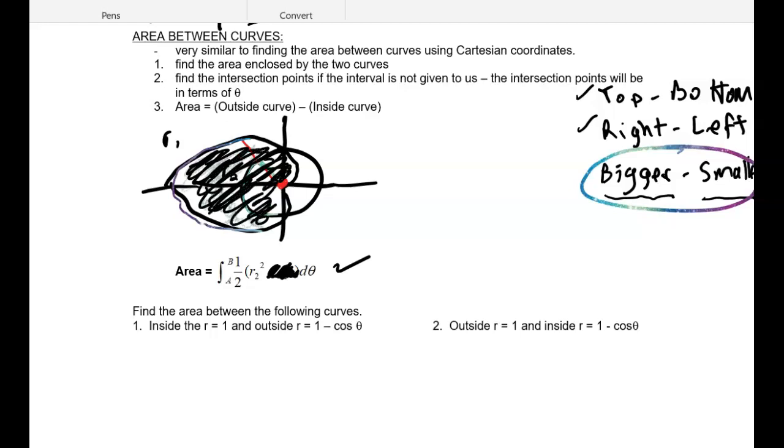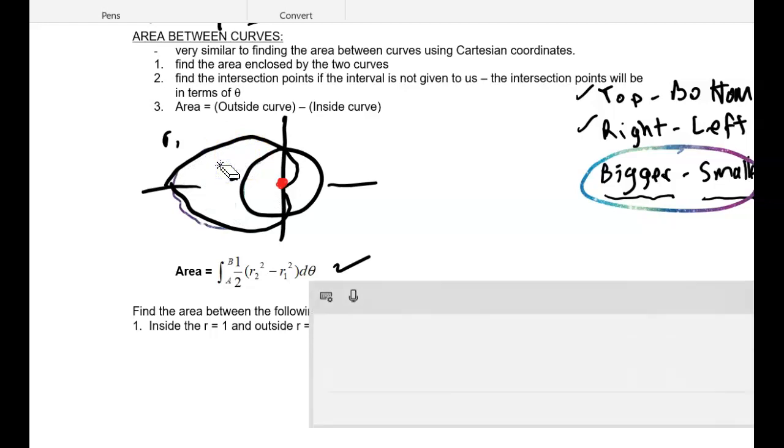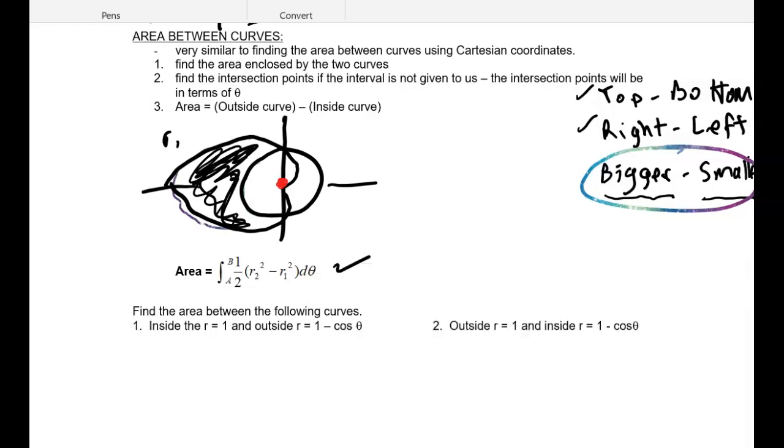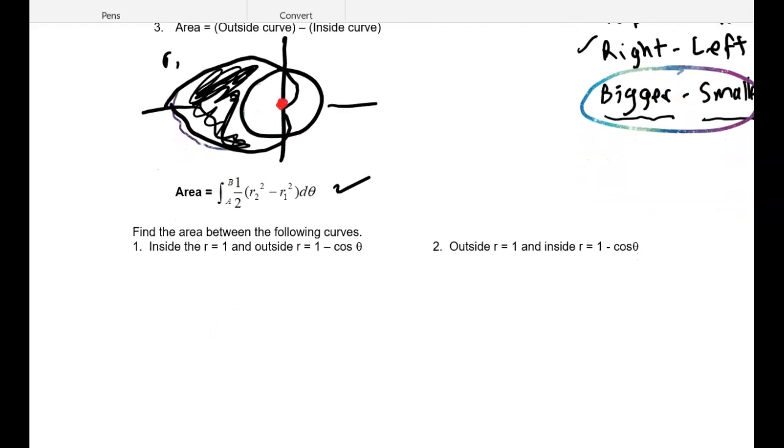Well, we're not going to want all of that because we don't want the area inside of the circle. So what we would then want to do is subtract away whatever that area is. And if we then subtract away that inner circle, that should give us everything that was in between. Okay? Hopefully this is making some sense from a distance.